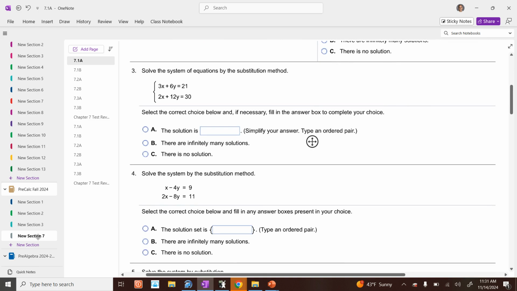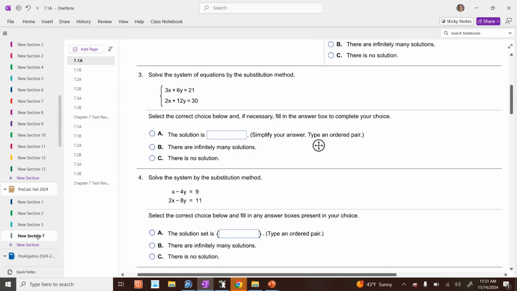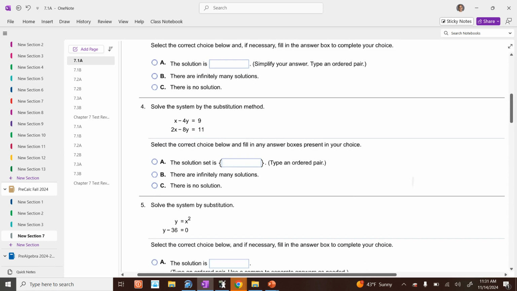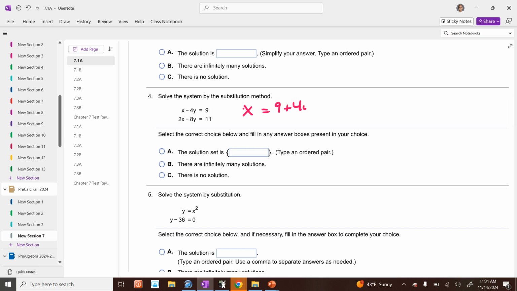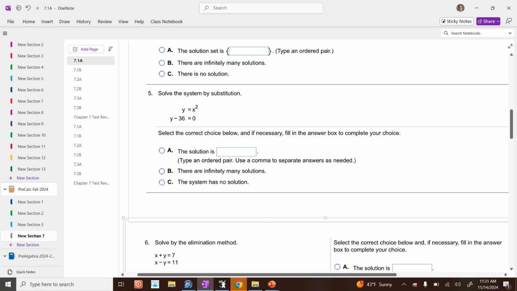It says substitution here. I don't care which method you use. I would myself use elimination on this one. I'd multiply this row by -3 and this top row by +2 and do elimination. This one, I'd get x alone on the top equation and plug that in for the x of this equation and solve it. Okay, substitution for this one.